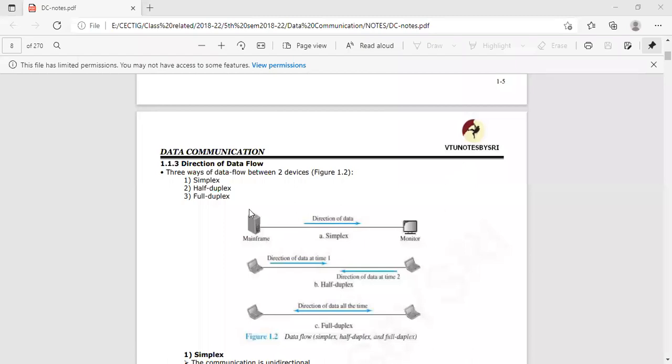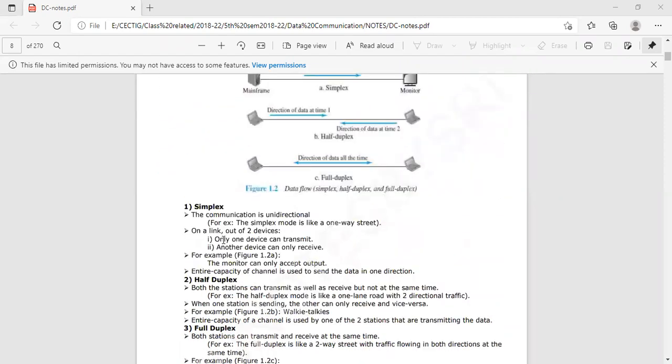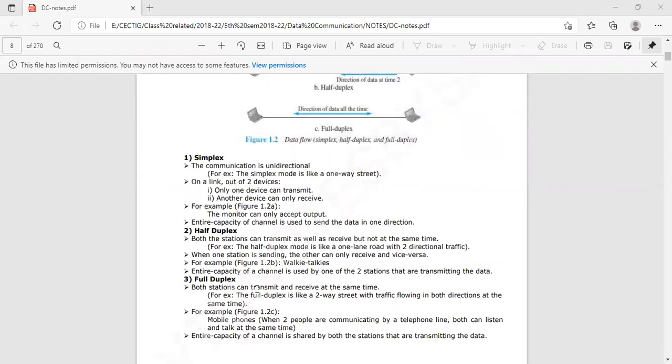So we can see a simple diagram, nothing too hectic. A simple diagram of simplex, a simple diagram of half duplex, a simple diagram of full duplex mode, right? All the things we have described are already written here: what is simplex, what is half duplex, and what is full duplex. Okay, so no need to look at this particular thing. We have already discussed all of these, right?